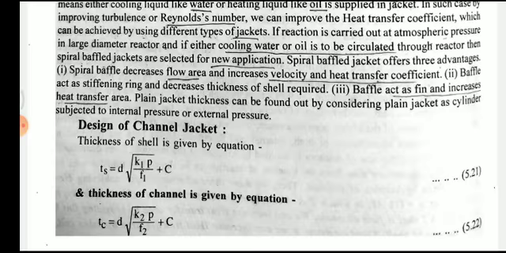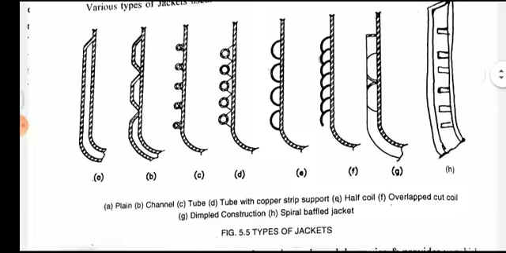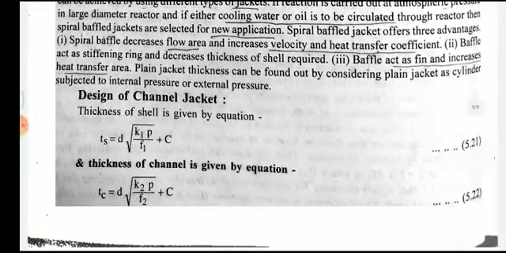Now the design of the channel jacket. The channel jacket is shown in figure B. The thickness of the shell is given by these equations. How should the minimum thickness for the channel jacket be determined? The thickness of the shell is given by the equation t_s = D√(K1 P / F1) + C, and the thickness of the channel is given by the next equation.